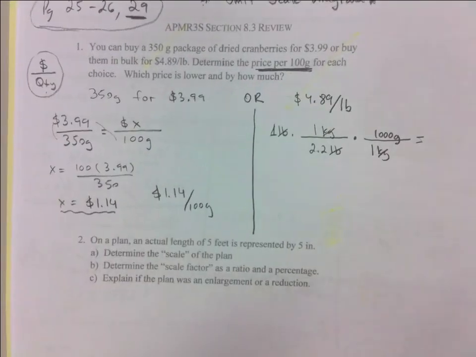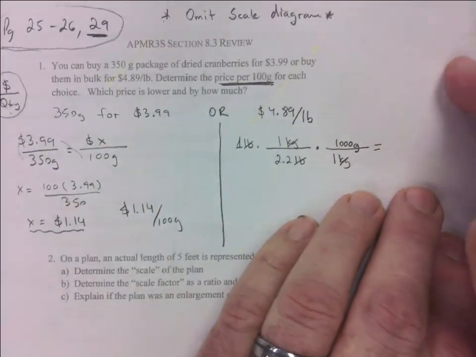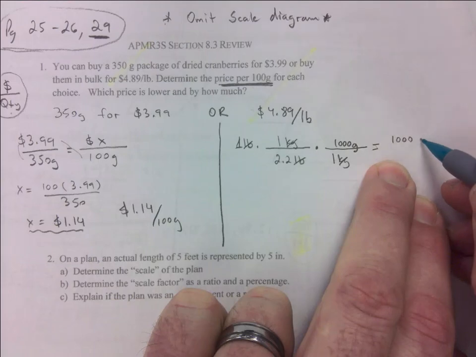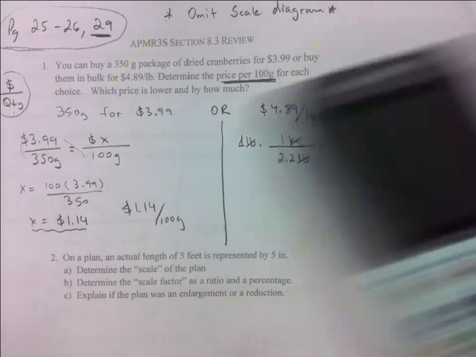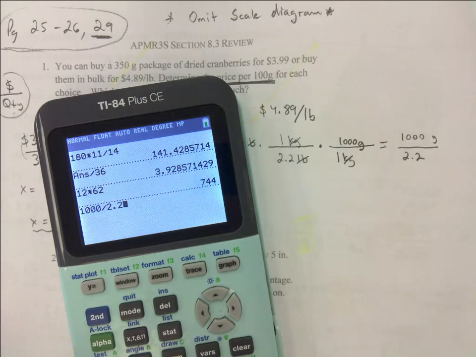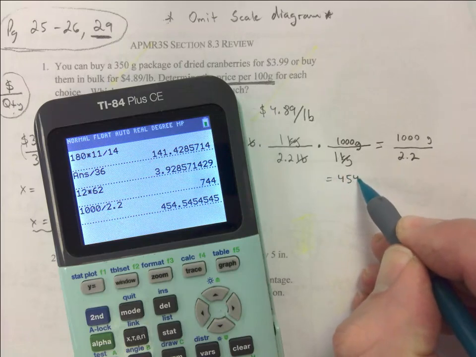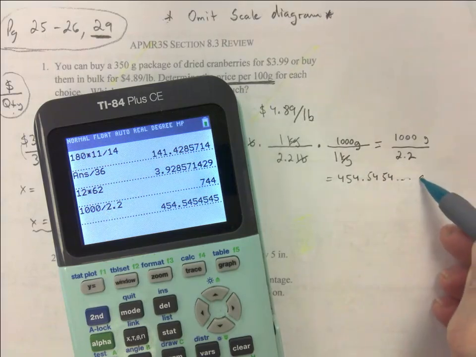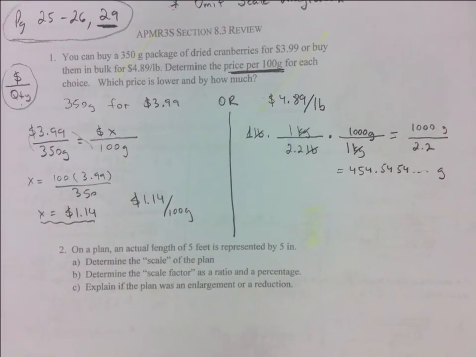Okay, so now I'm going to convert all of this. At the top, I basically have 1,000. At the bottom, you have 2.2. If you multiply across the top, it's 1,000 grams. At the bottom, you have 2.2. So you just divide that. So it's 1,000 divided by 2.2. So that's roughly 454.5454 something grams. So you've converted here.